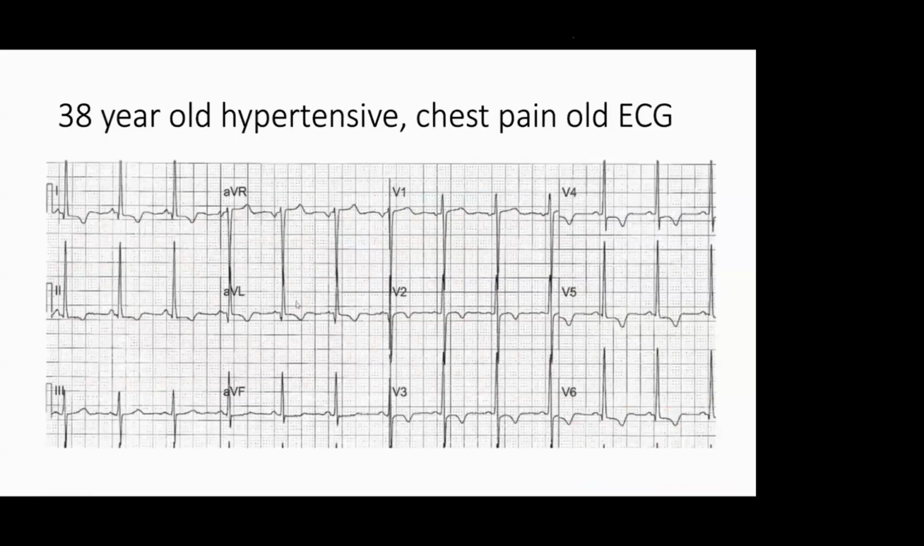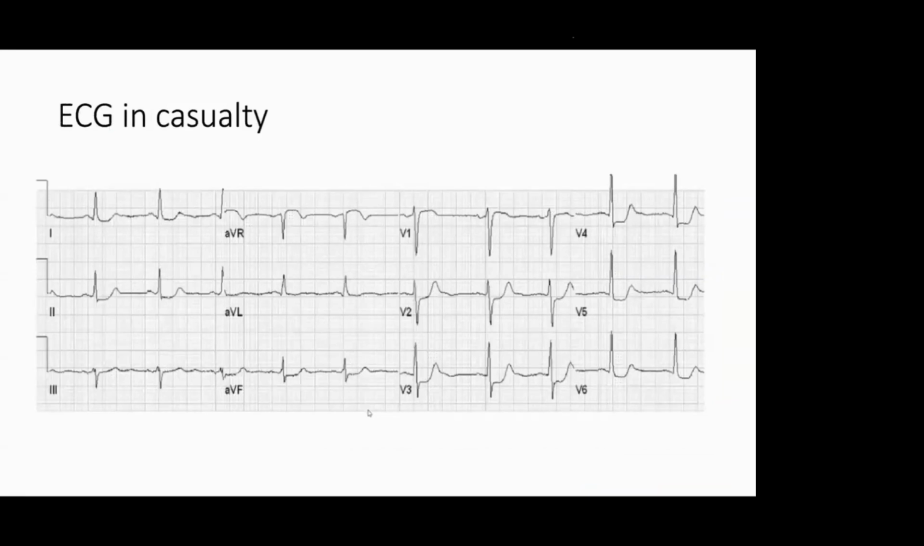This ECG, can anyone tell? Hypertensive patient, chest pain, old ECG. You can see hypertensive LVH with a strain pattern, because there is ST depression with an asymmetric T wave inversion. The T wave inversion is not too deep, usually less than 3 millimeters. It can go more than 3 millimeters, but usually it is 3 to 5. But this patient had chest pain, and we have a new ECG in the casualty. Can you tell the findings? This is how an LVH patient with MI usually presents.